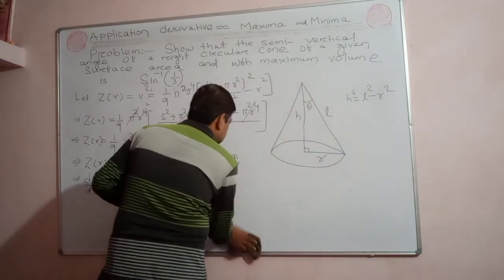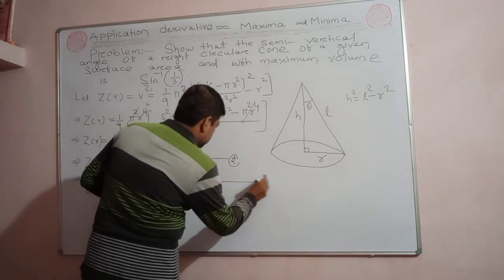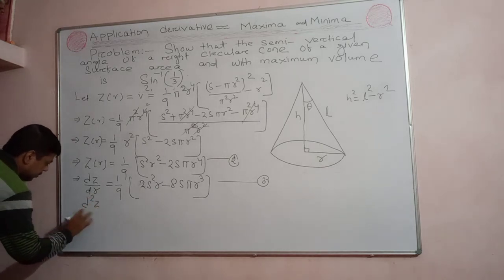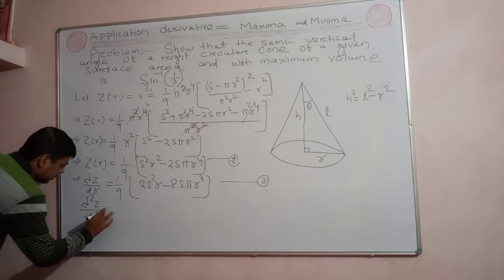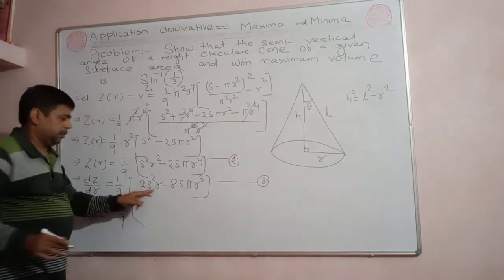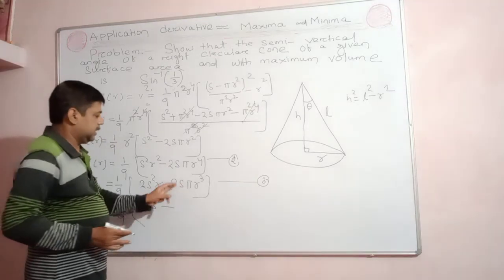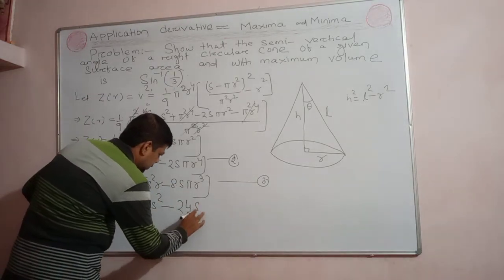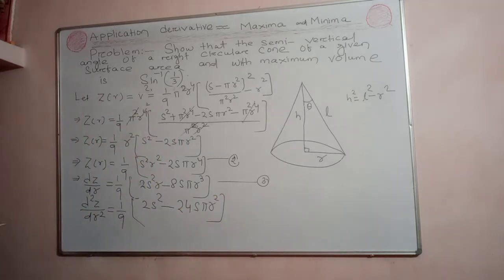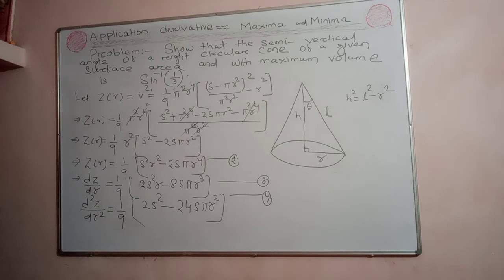Okay. After that, you see, this is the equation number, suppose 3. It's okay. Then you find the second order derivative. Second derivative, d square z by d r square is 1 by 9. Again you see, derivative of r is 1, so it is 2s square minus 3 8 is 24 s pi r square. Right? This is the equation number 4. Is it clear, students?